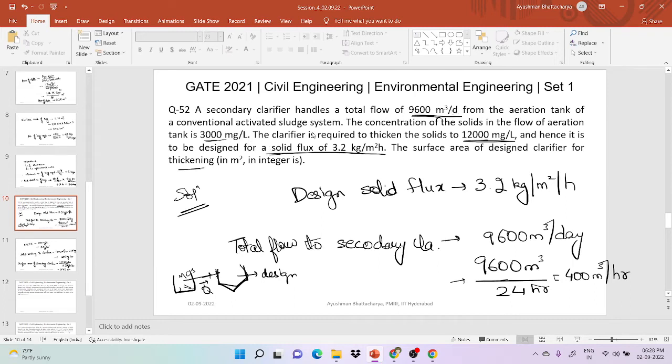They have mentioned the concentration of solid. The clarifier is required to thicken the solid to 12,000 milligram per liter. Hence, it is designed for a solid flux. They have given the design solid flux also.